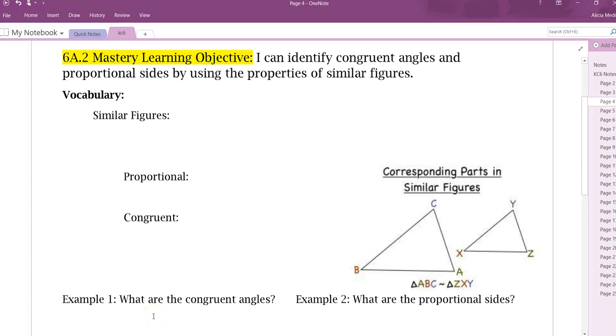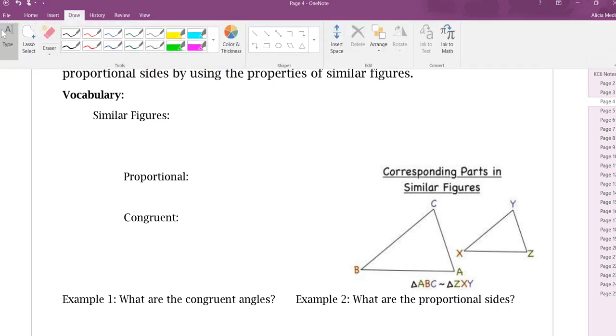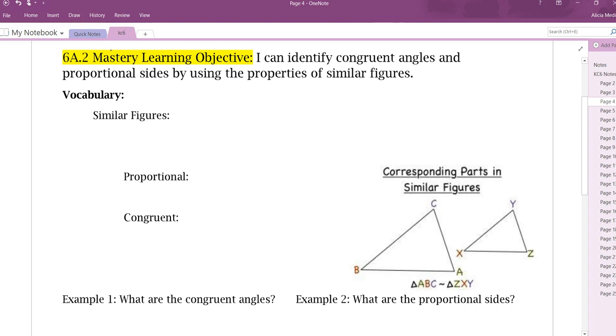Hey guys, in this video we're going to be covering activity 6A.2. Our mastery learning objective is I can identify congruent angles and proportional sides by using the properties of similar figures. So what is a similar figure? Basically it's two figures that have the same shape but they're just different sizes. Okay, and then the sides are proportional and the angles are equal.